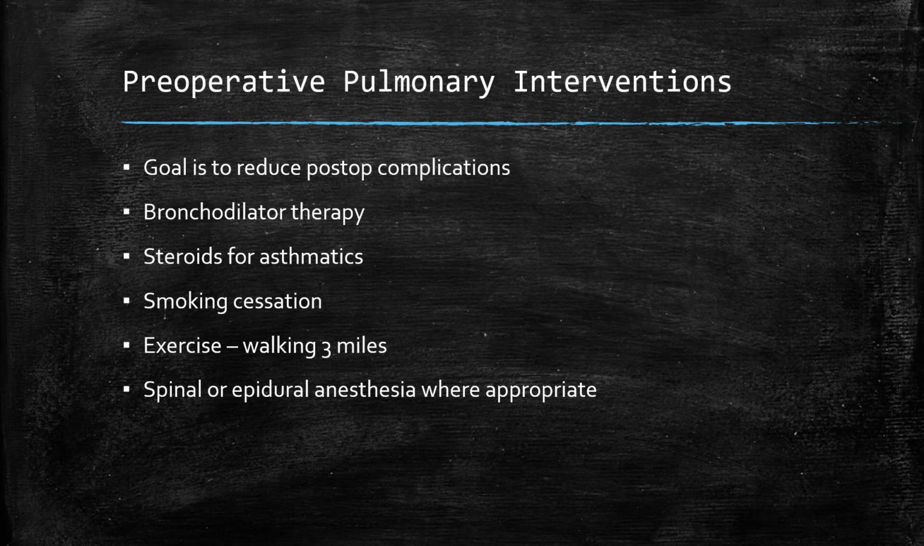One of the best things a patient can do, if they're physically able, is to walk several miles 3 or 4 times a week before their procedure. And lastly, in very high-risk patients, we may decide to do the case under a spinal or epidural anesthesia, which have less pulmonary complications associated with them.